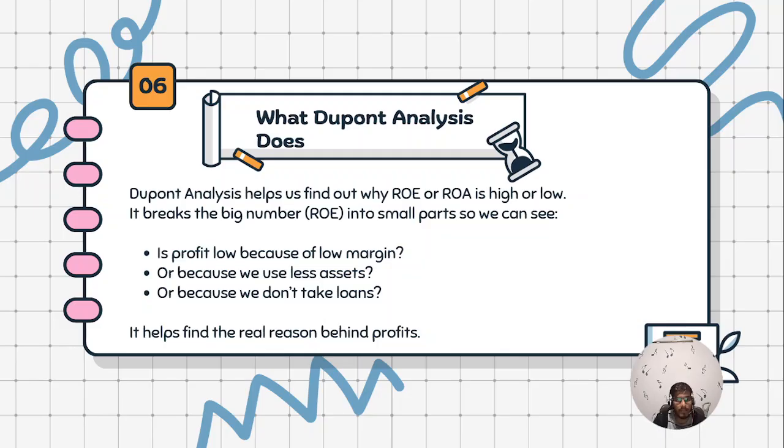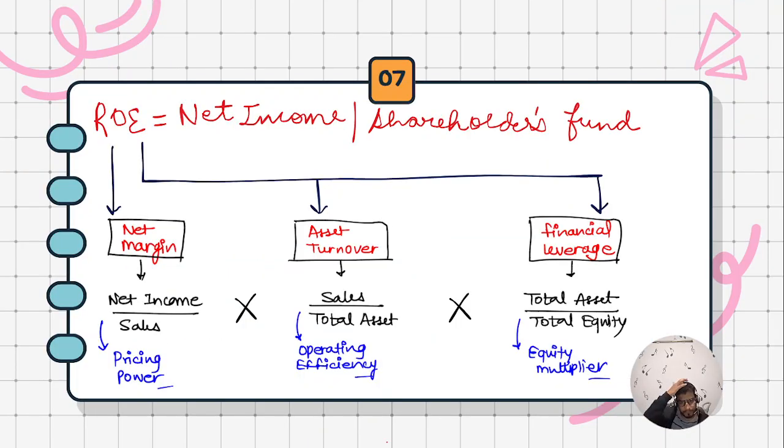So that is why we have to understand why the profit is low or high. Is it for using fewer assets or more assets, or is it because the company is taking a loan or not? This is what DuPont analysis helps us with. Let us understand with an example. Before that, let's understand what it does: it breaks ROE into three parts.